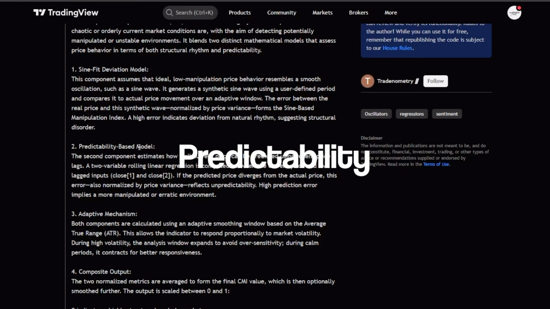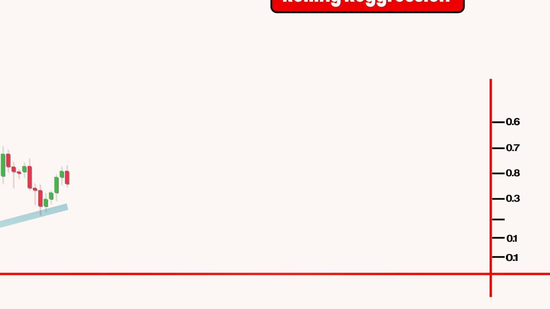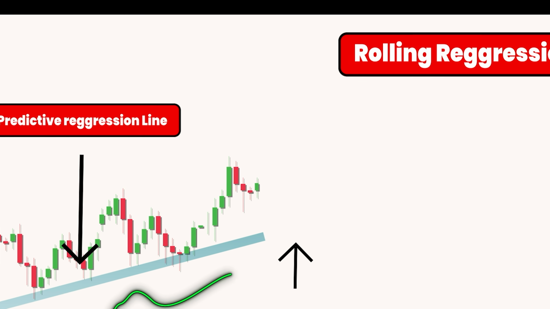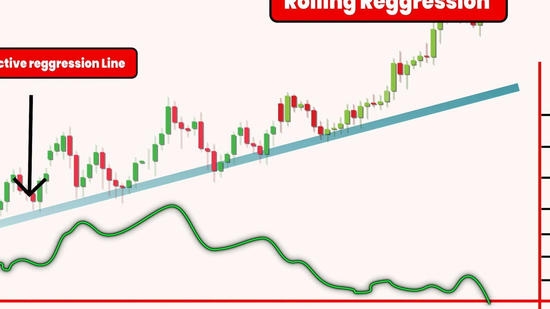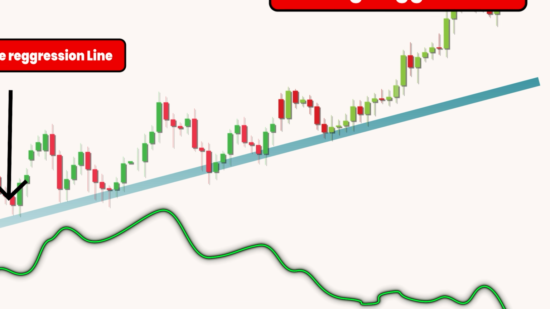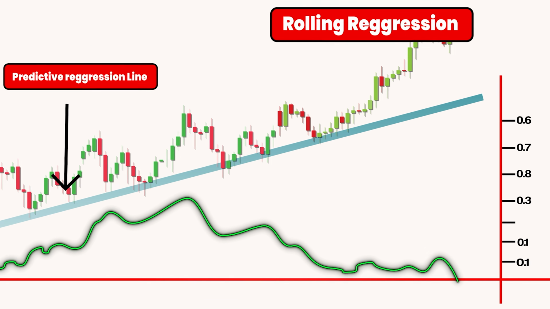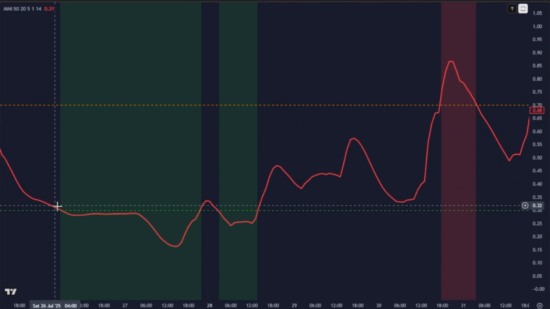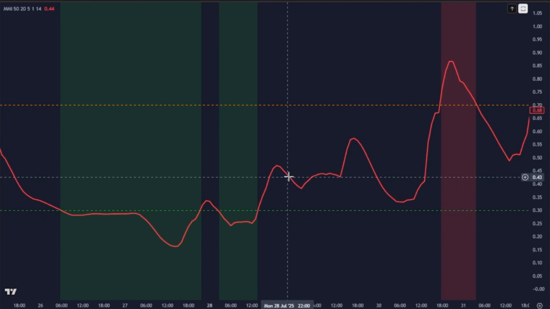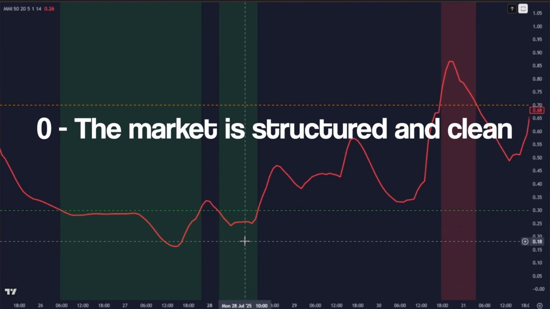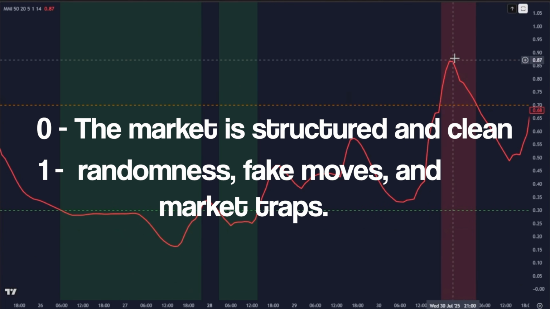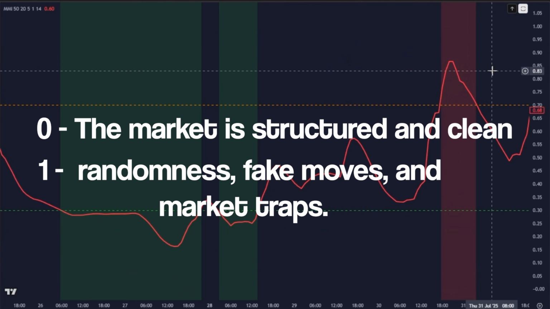Then comes the second layer, predictability. The indicator runs a rolling regression using recent price data to see how predictable the next move should be. If price constantly diverges from what recent behavior suggests, that's another sign of instability. Both of these components are normalized and combined into a single value, scaled between 0 and 1. 0 means the market is structured and clean. 1 means randomness, fake moves and market traps.